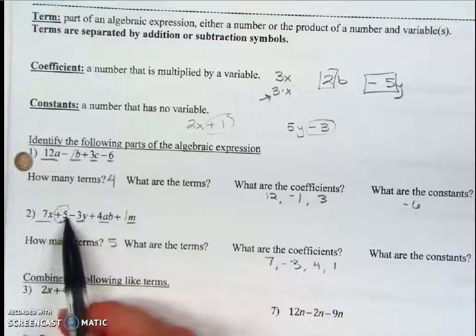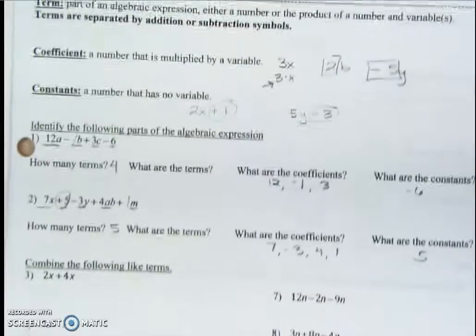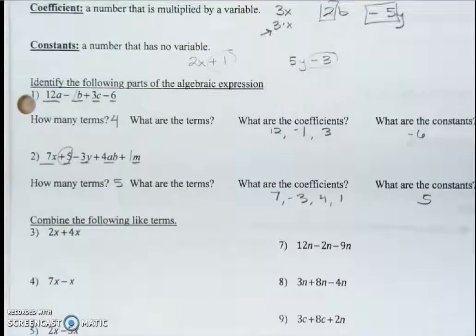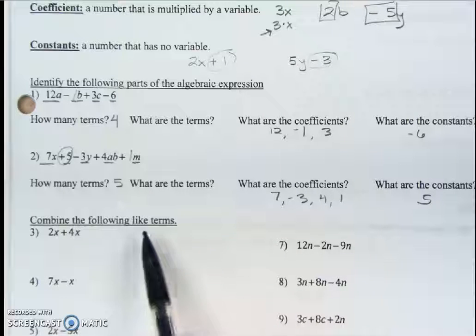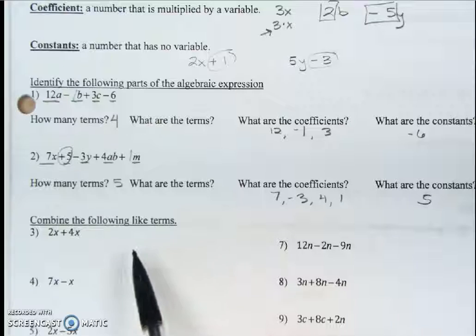Oh, yep, there's one right there. So the constant here would be a 5. All right, combine the following like terms. So what this means is we can add or subtract the coefficients of the same variable.